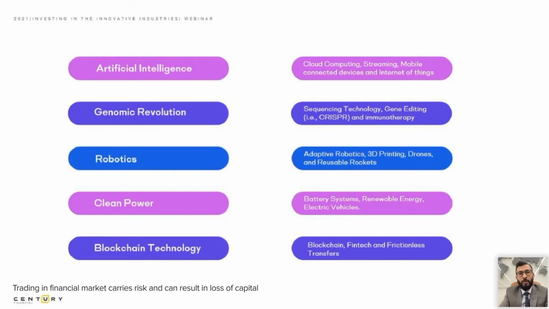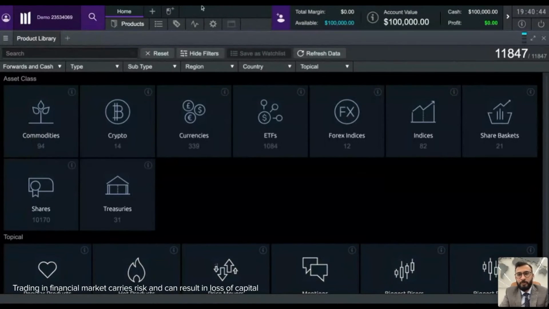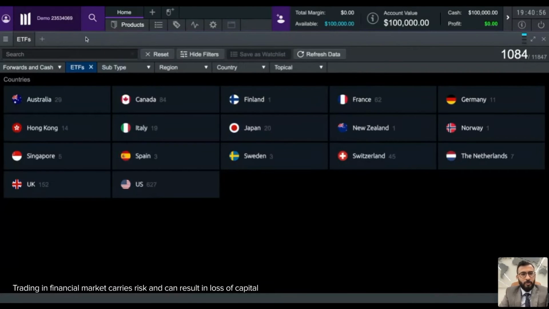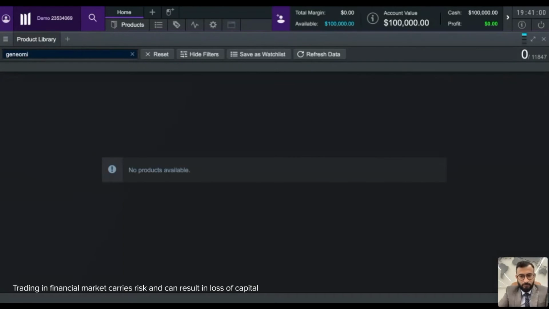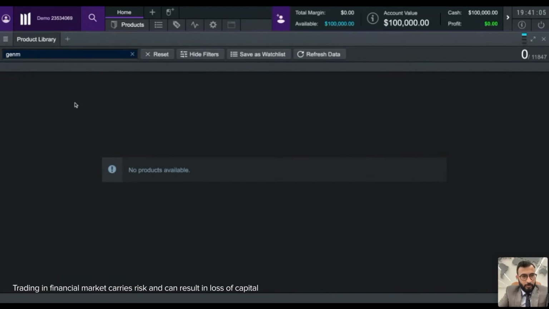Just to give you a small demonstration here, and please keep writing your questions if you have any. Let me just share this with you. I hope everybody can see this. Let me check. Yeah, perfect. This is just a live platform, which is real-time prices. Let me show you. So go into ETFs here, and all you have to do is search. Let's say, for example, genomic.